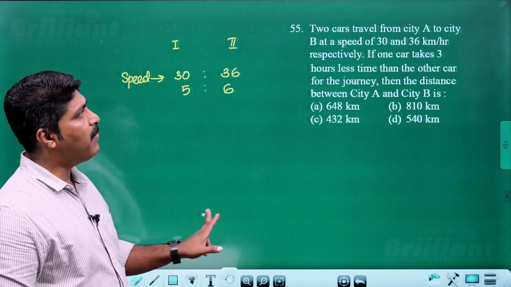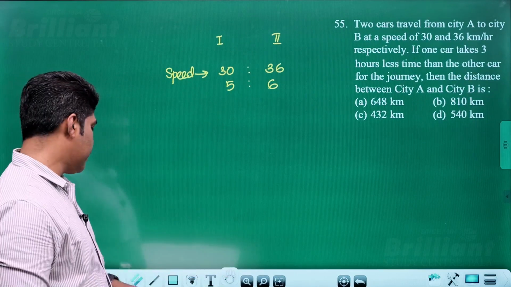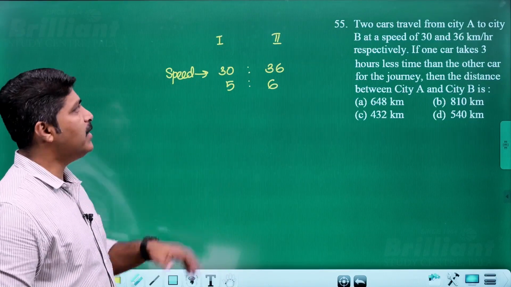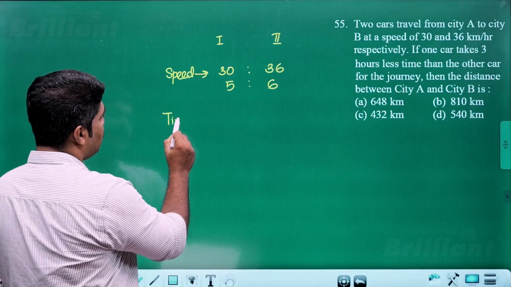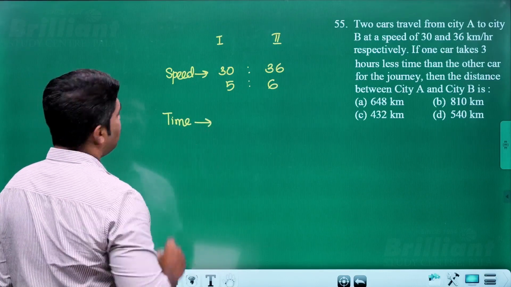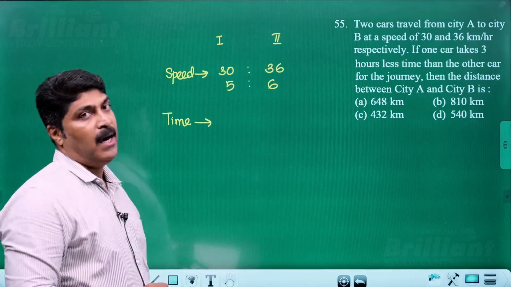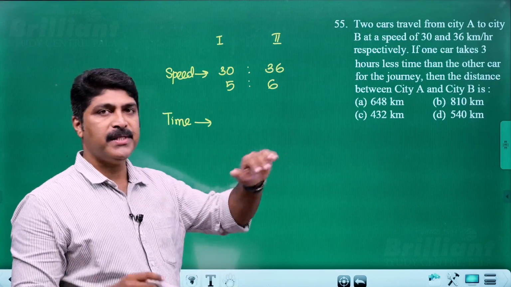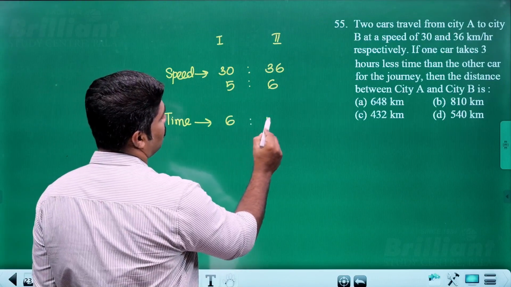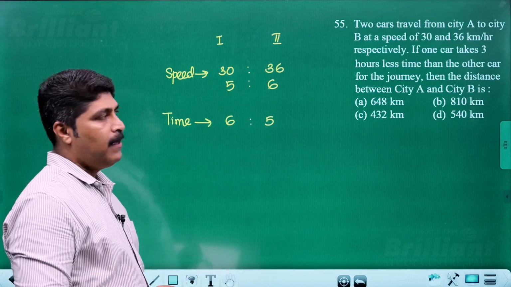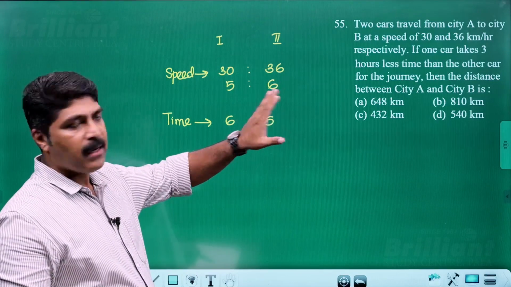The very important understanding related to this concept: if we have the ratio of speed, then we can directly make the ratio of time by inversing the given ratio. How can we inverse this ratio? 5 is to 6. Its inverse is nothing but 6 is to 5. So this is 6 is to 5. Then what's the next thing in the question?